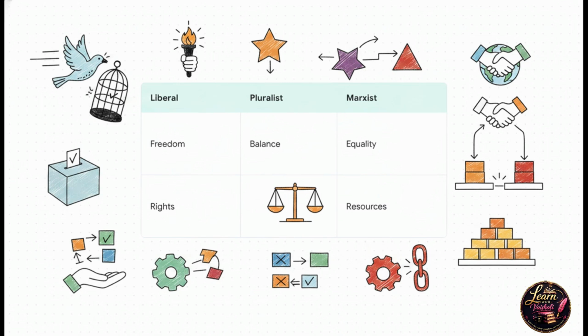Then you have the pluralist theory. This one argues that society is actually just a big mix of competing interest groups, and the government's real job is to balance them out so no single group ever dominates. Finally, we have the Marxist theory. This lens shifts the focus entirely to economic equality, demanding the equal distribution of resources to create a completely exploitation-free society. There are 3 totally different lenses, but understanding all of them is absolutely crucial for this course.